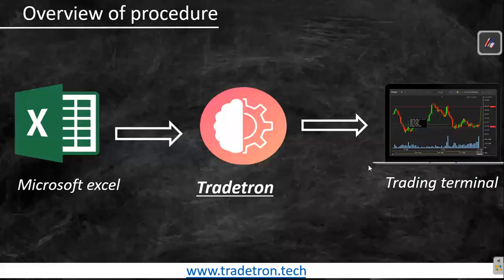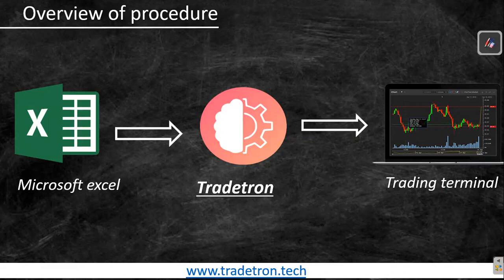I hope everyone understood how to place an order from Excel sheet to Tradetron, either for paper trading or for the trading terminal directly. If your deployment is paper trading, then your positions will be shown in Tradetron. And for live offline also, your positions will be shown in Tradetron.